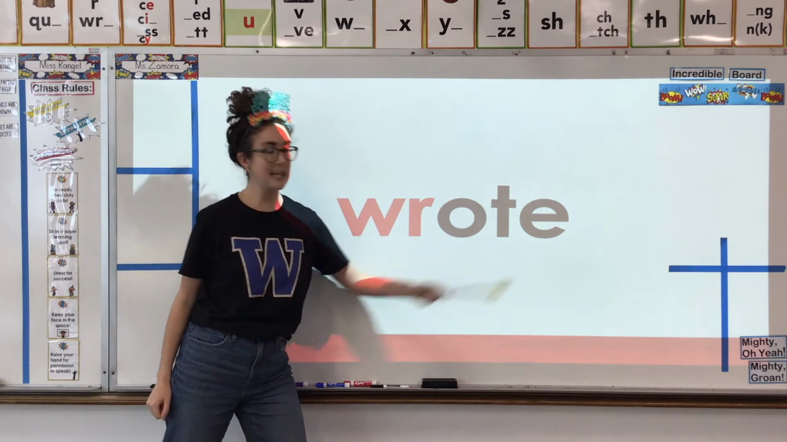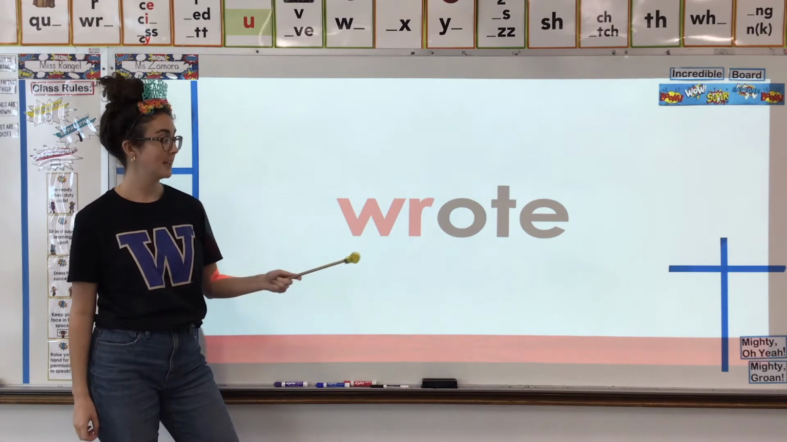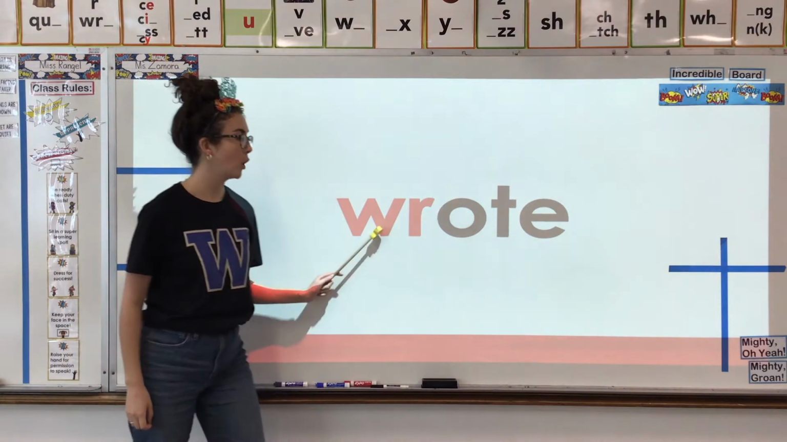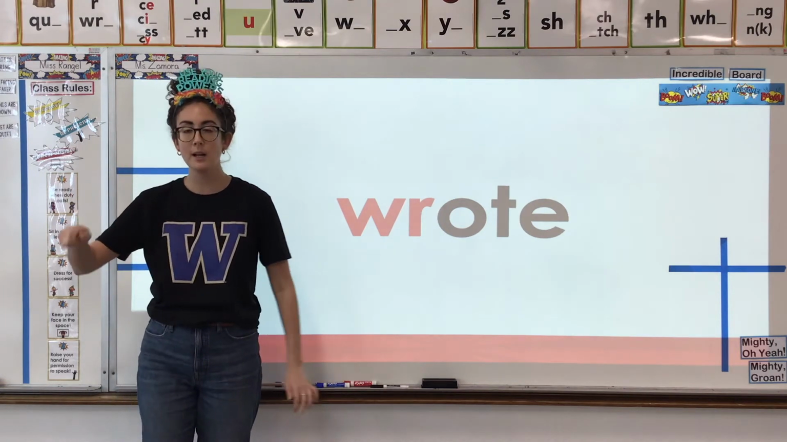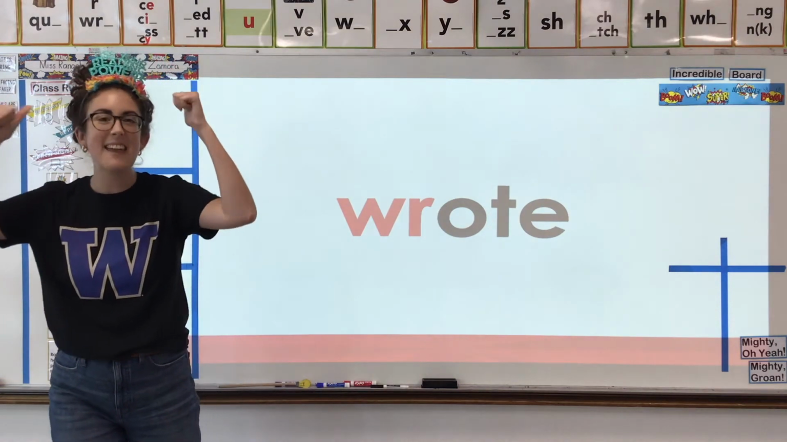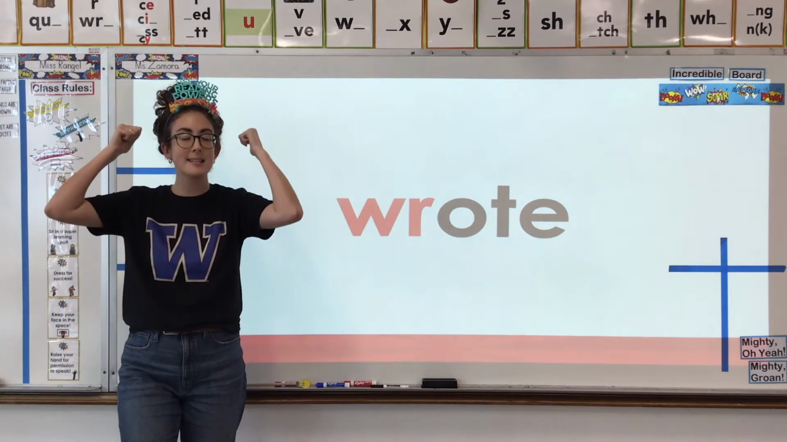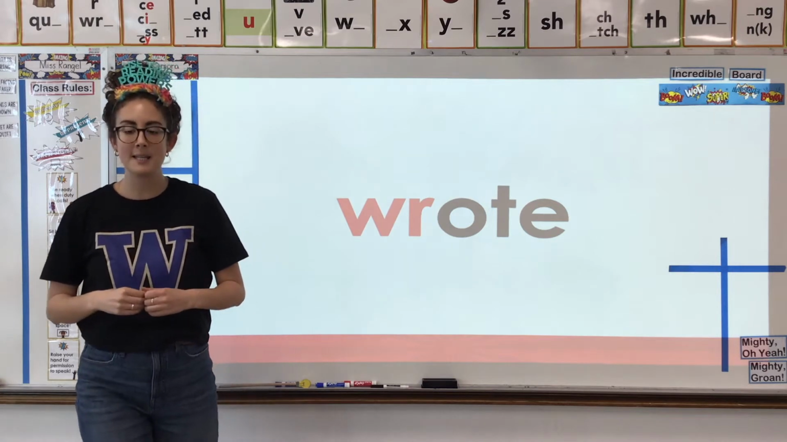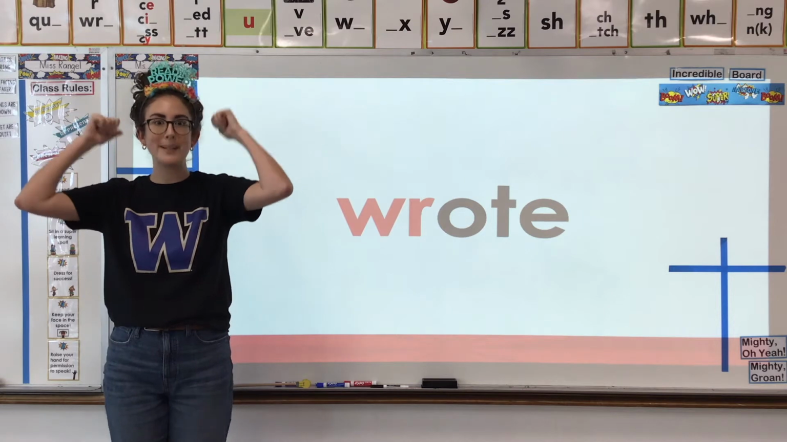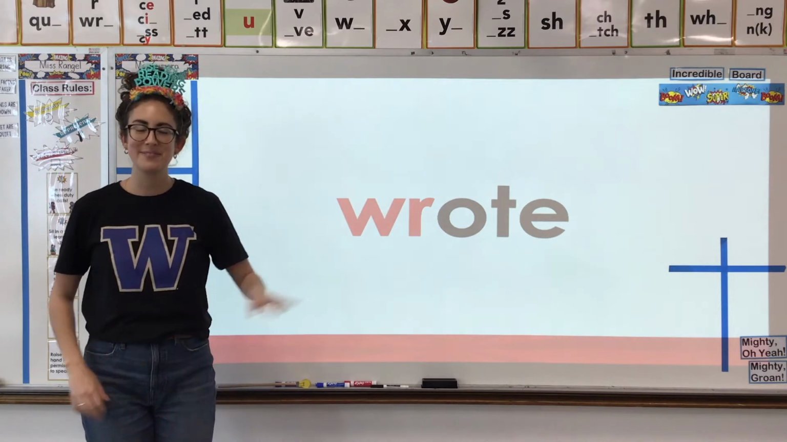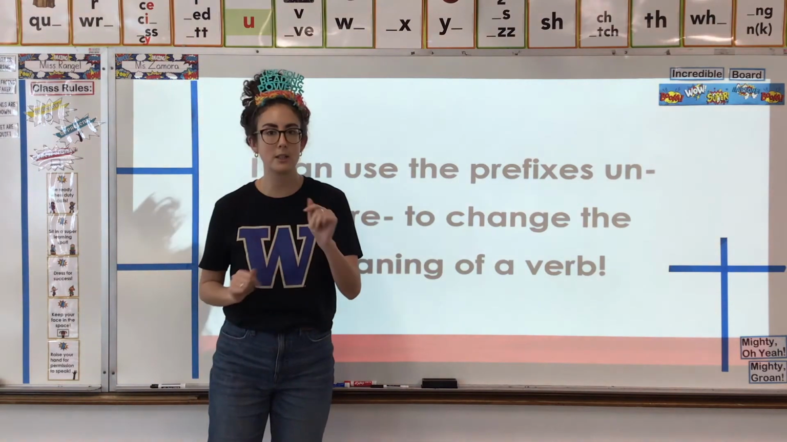Last one. Vowel, consonant, E. Wrote. If I wrote my paper, I did it in the past. Wrote is the past tense of the verb write. Write, but then wrote. It already took place. That's a tricky verb. Good job with speed decoding. Let's check out our vocabulary learning target.